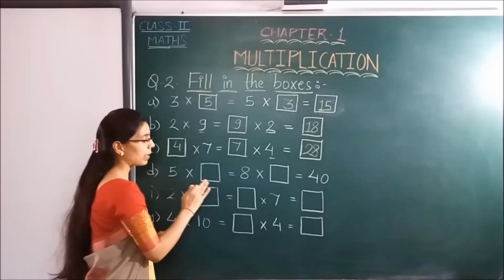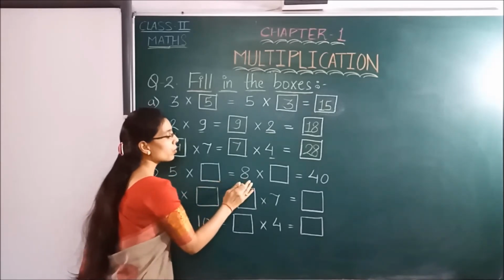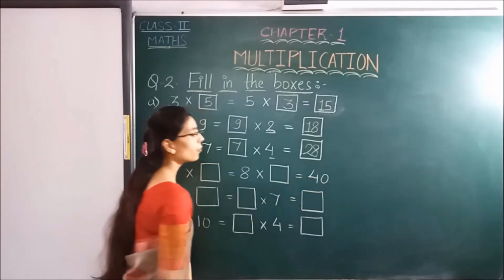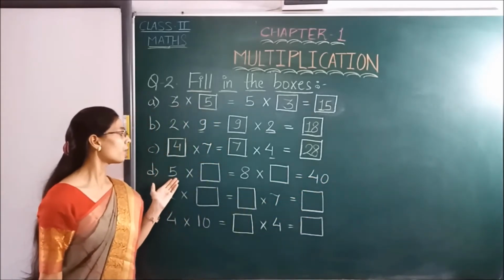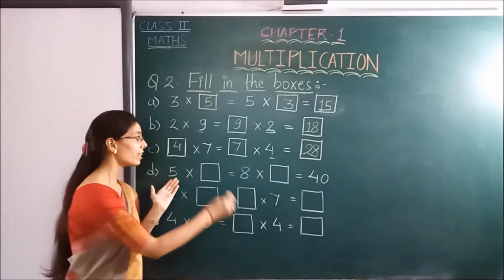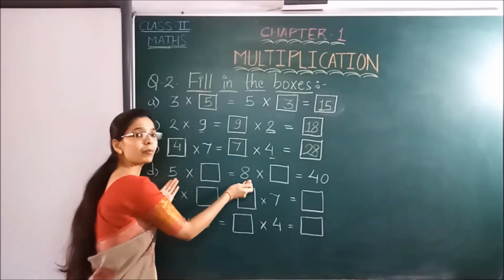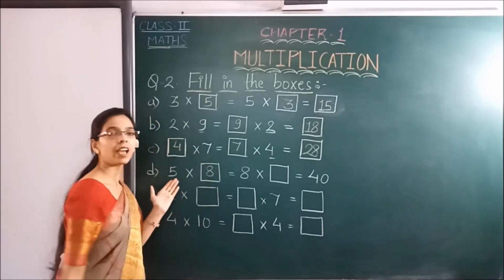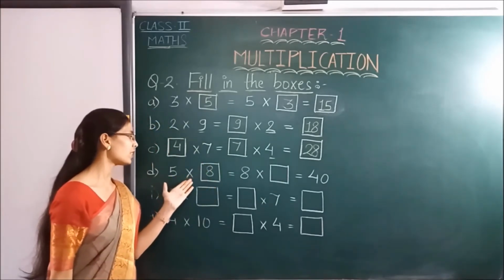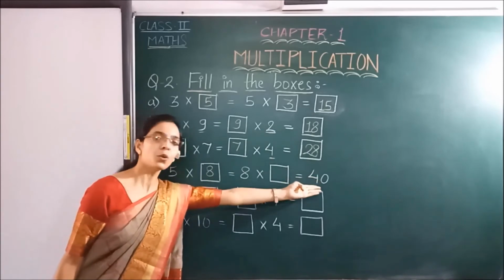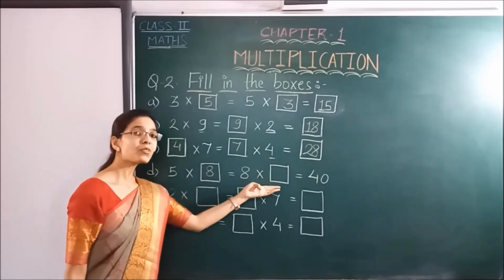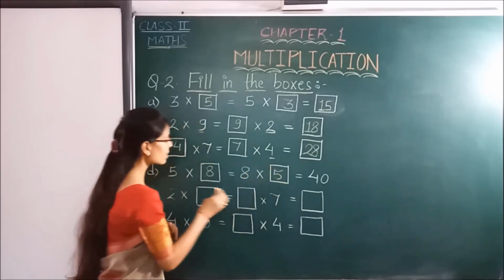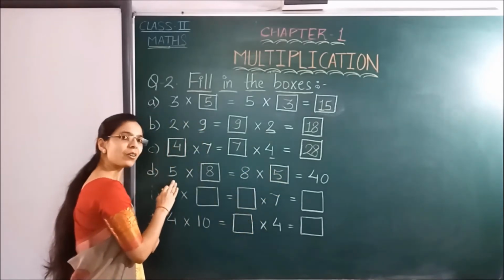D. 5 multiplied by dash is equal to 8 multiplied by dash is equal to 40. So 5 is already here. Which is the other number? 8. So our other number is 8. 5 multiplied by 8 is 40. What do we have to write here? 8 multiplied by 5, because the other number is 5.